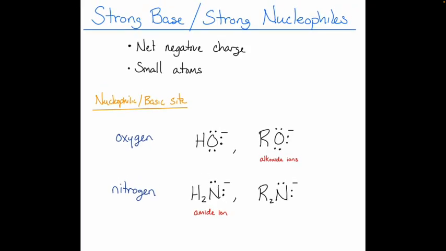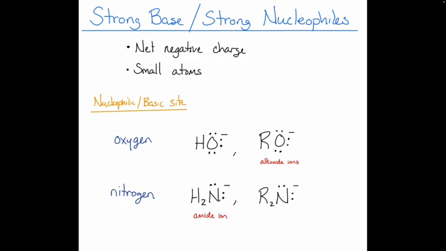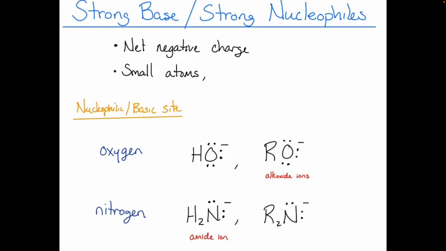All right, now there's going to be a subtle difference between our strong base, strong nucleophile category, the one we're talking about here, and our strong base, weak nucleophile category. We're going to see these same basic sites here. The difference is going to be the size of these alkyl groups. Another important feature of these strong base, strong nucleophiles is we have to have small alkyl groups.